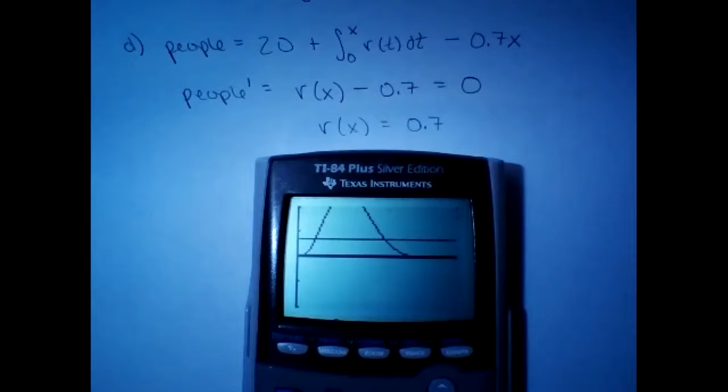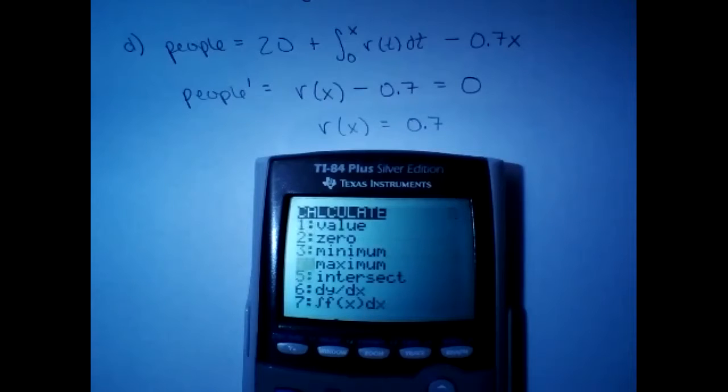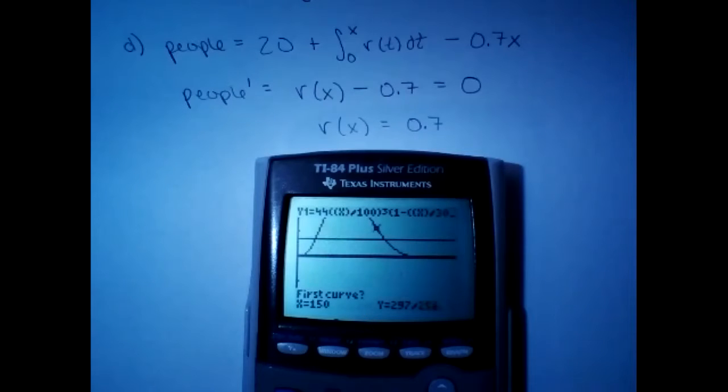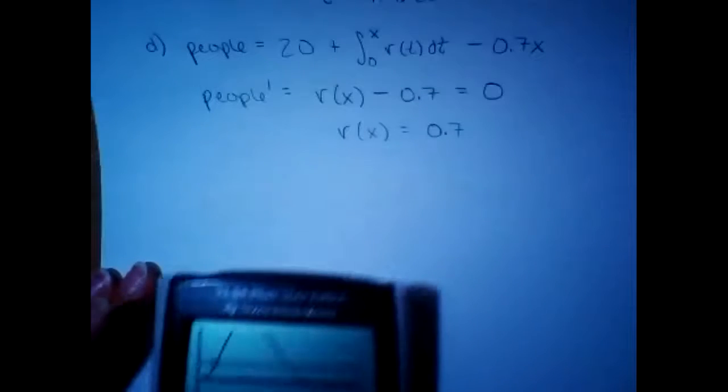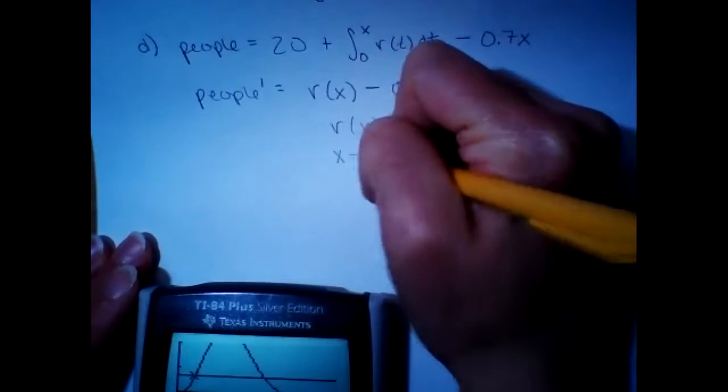All right, so there we go. That's better. So I'm going to calculate the intersections. So it is second trace, calculate intersect. It's going to ask you first curve, second curve, guess. You can just hit enter for first curve and second curve. For guess, it's going to give you the one that it's closest to. So I'm going to do them in order left to right. So I'm going to make that be my guess. So we have 33.013 as one of our critical points.